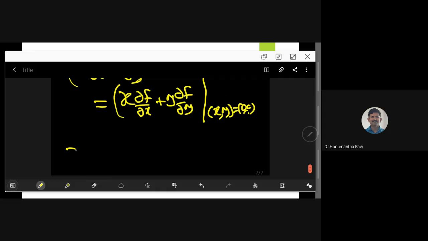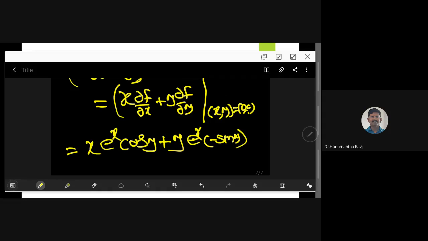It is equal to x e^x cos y plus y e^x (minus sin y). But you are putting that at (x, y) equal to (0, 0). Don't look at this part. Don't substitute here, it is better to give clarity here. So you need to put that x, y like this.